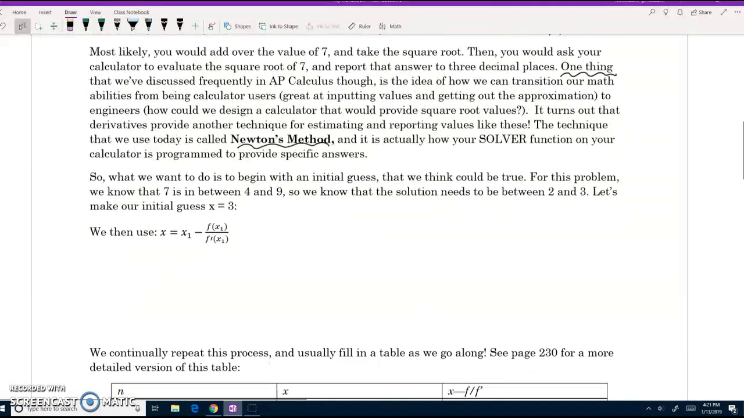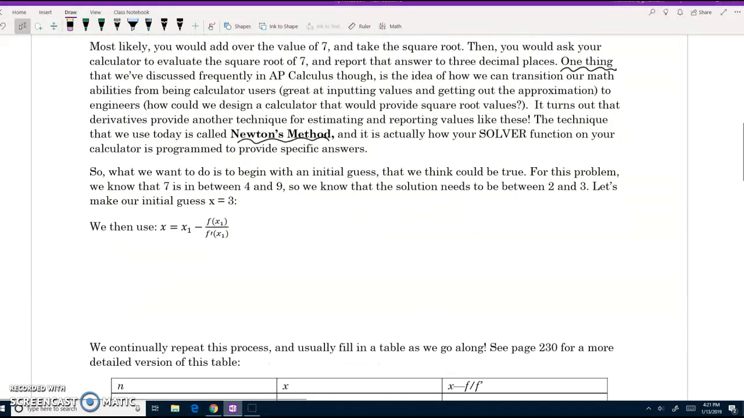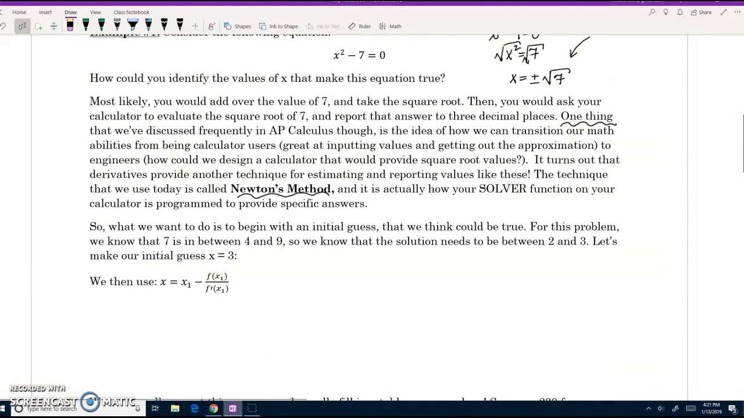This is what we call an iterative process, which means we make a guess and then we get a result. Then we use that result to make a better guess, and then we get another result. Then we use that result to get a better guess, until we have a guess that we think is good enough. For this problem, we're dealing with x squared minus 7 being equal to 0. Anytime you use this technique, you need an initial guess for what you think could work. For us, we know that 7 is a number between 4 and 9, so it's sitting between 2 perfect squares.